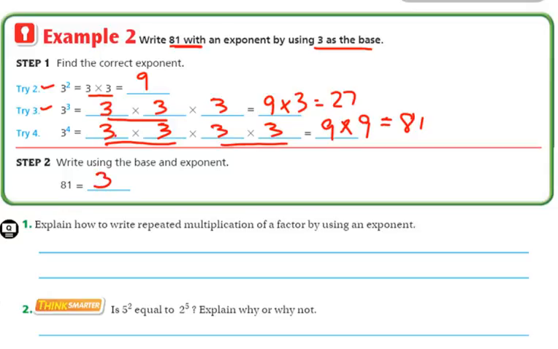And how many did we have? 1, 2, 3, 4 to the fourth power. So whenever you're trying to find the exponent, you have to apply a guess and check. Do not simply take 81 and divide it by 3 to try to figure out what the exponent is. It is not 3 to the 27th power, folks.